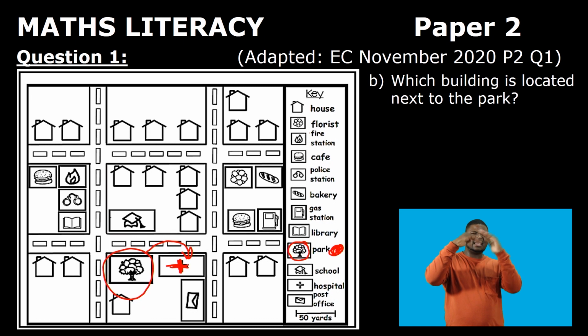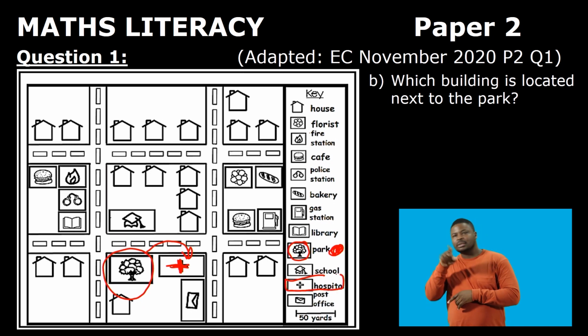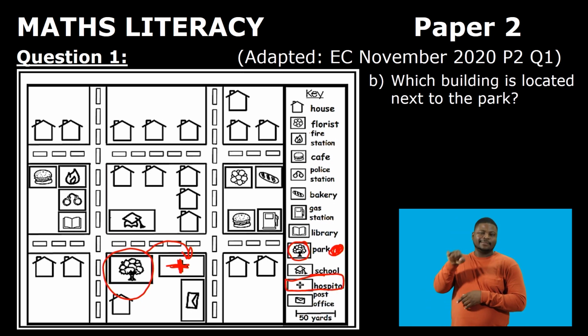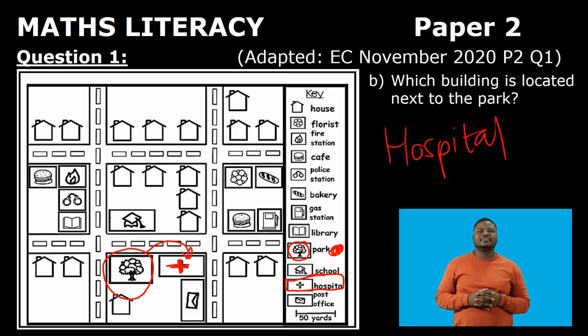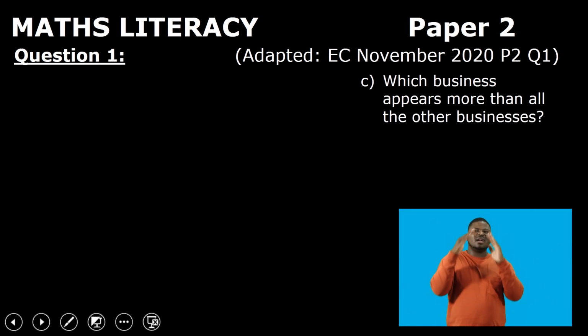building with a plus sign. The moment we see a plus sign, we know it's a hospital, but just double check. It might be a surprise. And here we can see it is indeed a hospital. So then you only write hospital. You don't need to write a whole paragraph, just the word is sufficient.